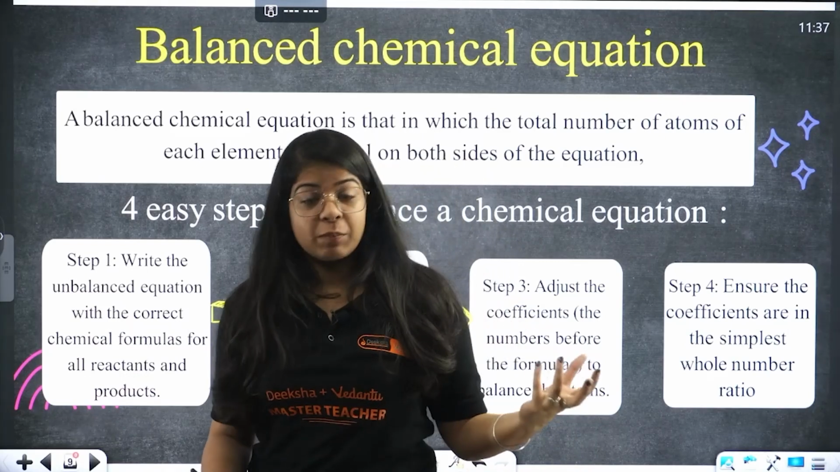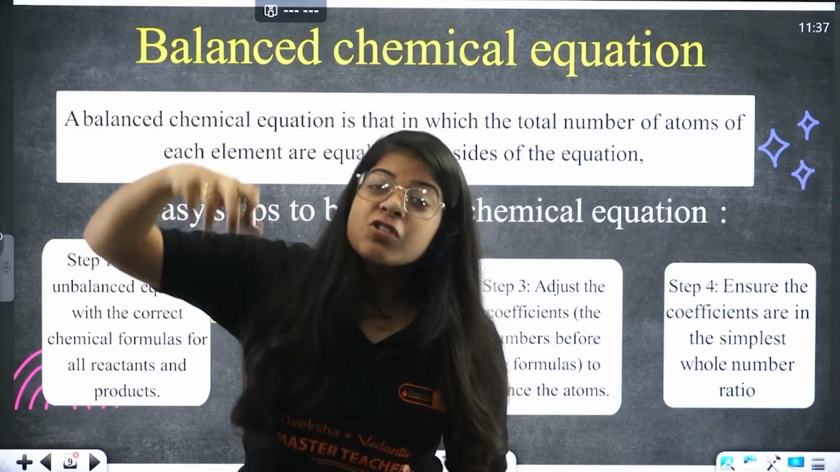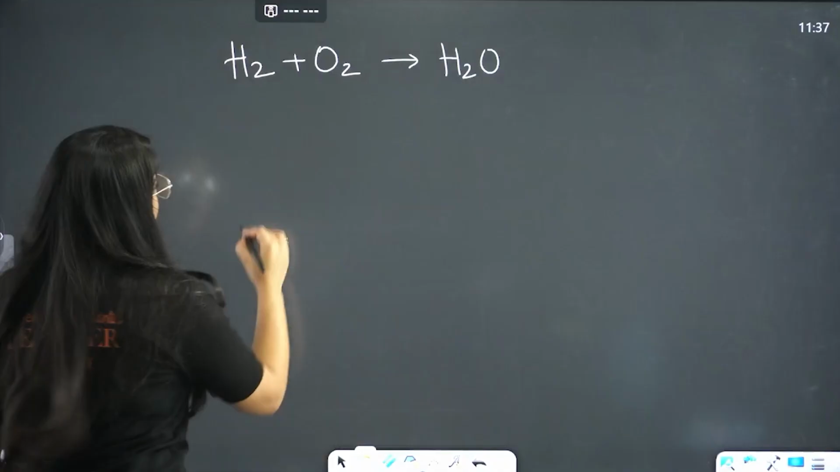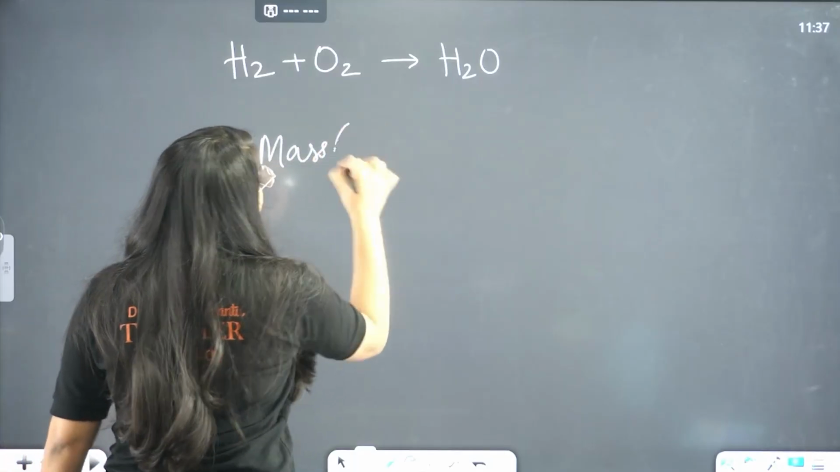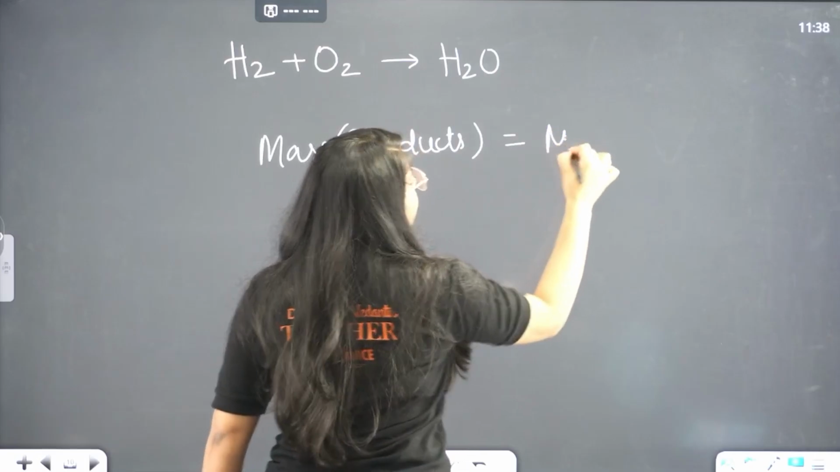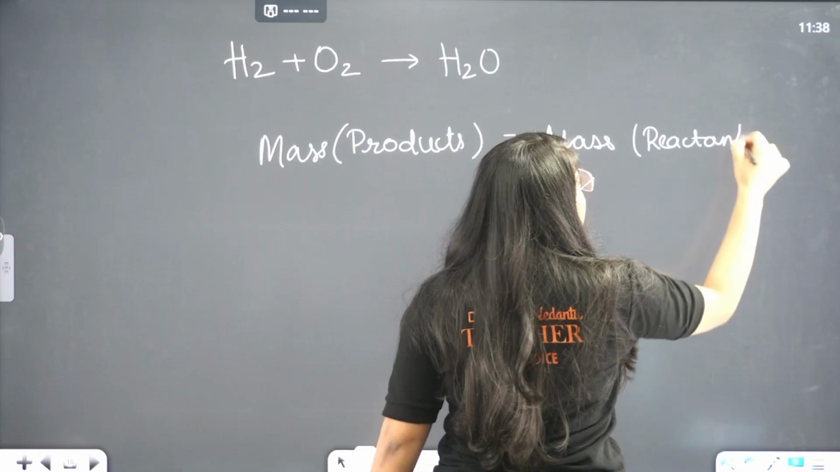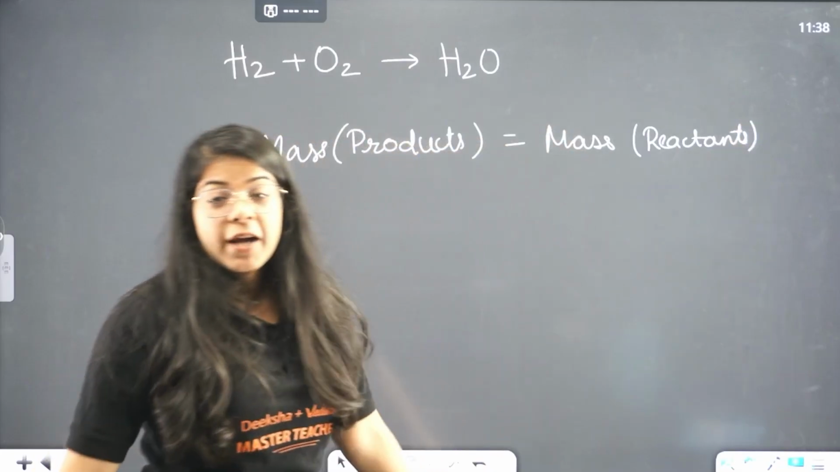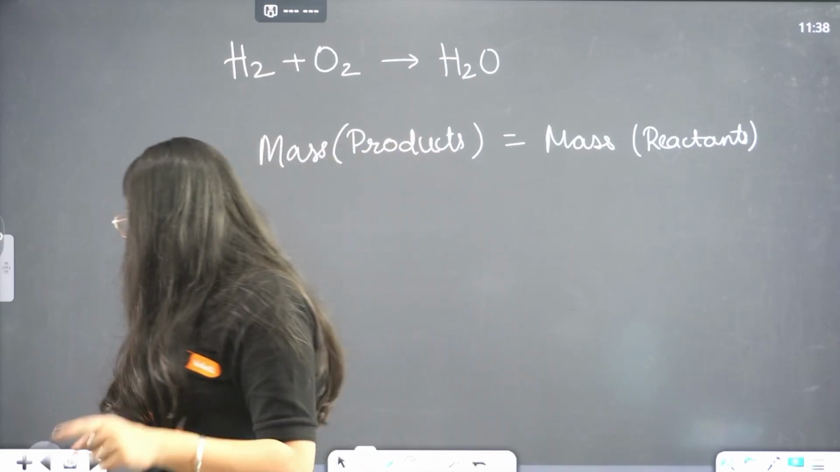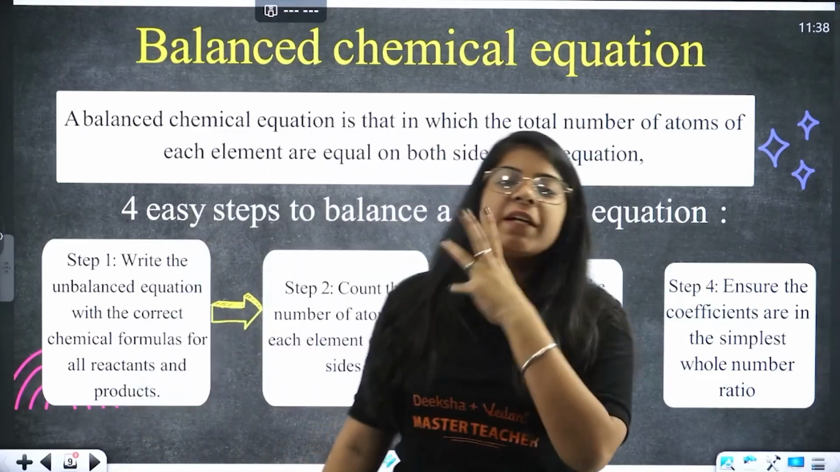So characteristics of chemical reactions are changing. But why? Because the mass of products should be equal to the mass of reactants. Why? Because we have studied that mass can neither be created nor be destroyed, but can be changed from one form to another. Understood? That is why we need balancing, to balance the mass of reactants and products.